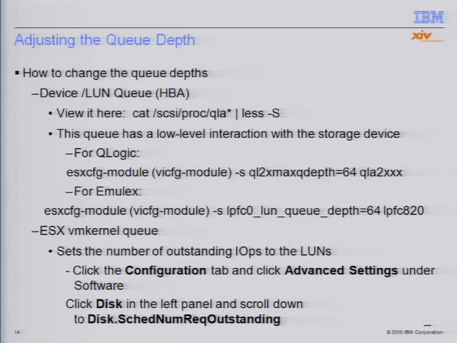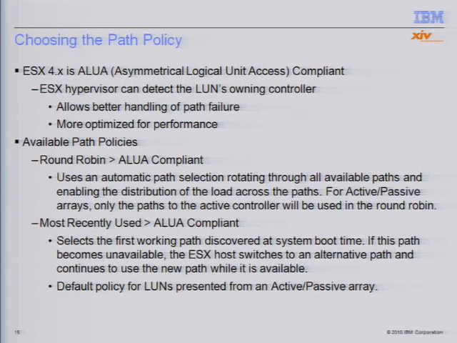Let's go down to path policies. With path policies, what ESX has done in 4.x is that it's now ALUA compliant. This is a really, really good thing that they've added into the environment. What ALUA does for you is it allows the hypervisor to actually interrogate the controllers to find out whether or not that LUN is on its owning controller. Remember how I mentioned when you're setting up your LUNs, you have an owning controller? ALUA will be able to detect whether that LUN is on an owning controller. So it's a very nice feature that they've added.